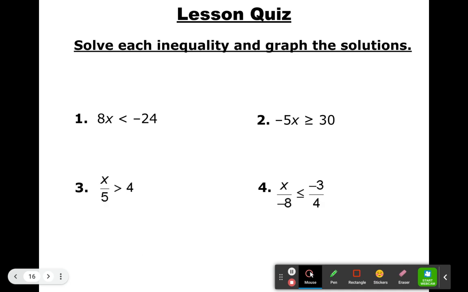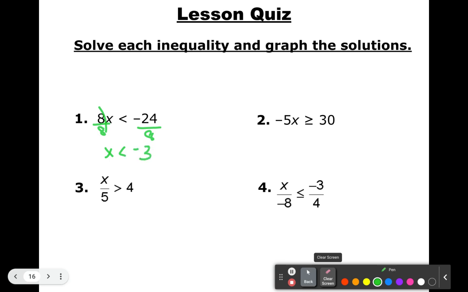All right, so I want you guys to take a moment and figure these out. I'm going to go ahead and do them so that you can check your answers. The first one: 8x is less than -24. 8 and x are multiplying, so you have to divide. x is less than -24 divided by 8, which gives me -3. I didn't flip my sign here because I didn't divide by a negative.